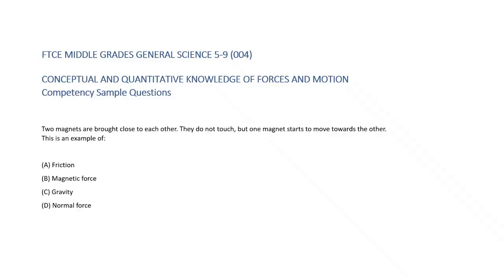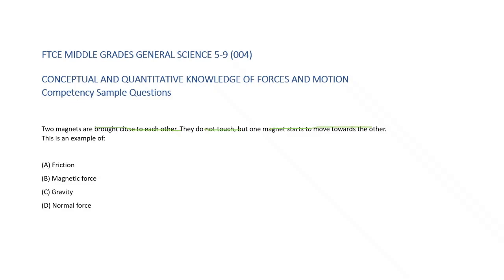Two magnets are brought close to each other. They do not touch, but one magnet starts to move towards the other. This is an example of A, friction, B, magnetic force, C, gravity, or D, normal force. So let's take a look at the important words in the question. We notice that it discusses the fact that magnets are brought close to each other. However, they do not touch, but one magnet begins to move towards the other magnet.